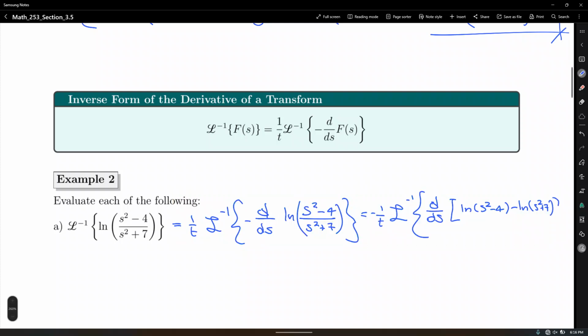Okay, close parentheses, close the bracket, close the curly braces. All right. Okay, what's the derivative of that natural log? Number one, negative 1 over t, inverse transform of ln of that is 2s over s squared minus 4, right? And then minus 2s over s squared plus 7. Okay? Are those the derivatives of those logarithmic functions?